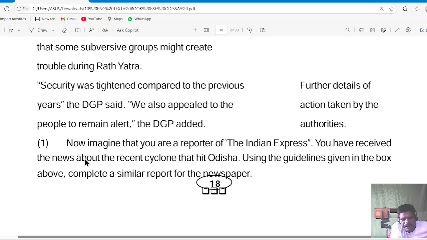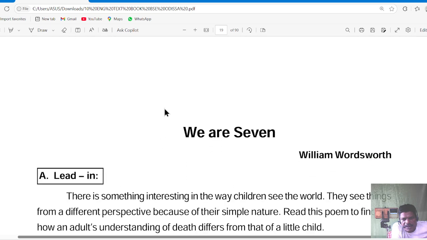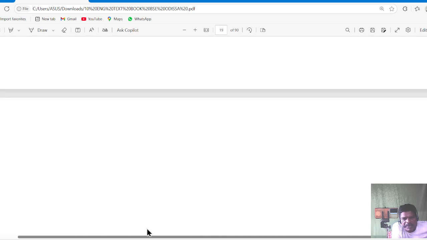Imagine now that you are a reporter of Indian Express. You have received news about the recent cyclone that hit Odisha. Using the guidelines given in the box above, complete a similar report for the newspaper. You have to write the whole newspaper report. After you write it, this chapter will be finished, then we will go to year 7.